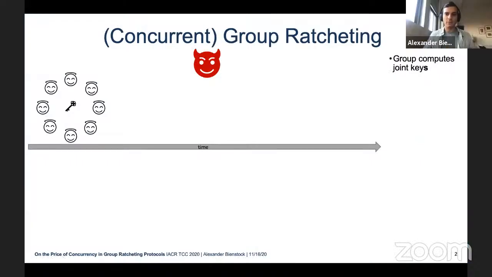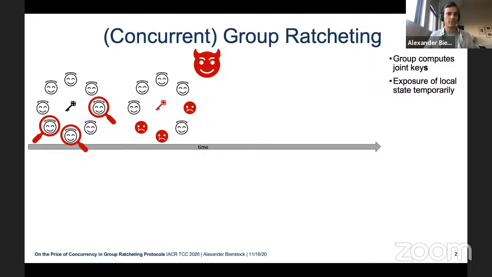Okay, so in group ratcheting, we have a group of users whose goal is to compute joint keys over time for some higher level applications such as secure group messaging. Such protocols occur in the face of an adversary who may temporarily expose local states of users across time. This is applicable to real world scenarios such as group messaging involving long-term sessions with mobile devices that are susceptible to such exposures. One can observe that these exposures leak the group key until all local states have recovered somehow.